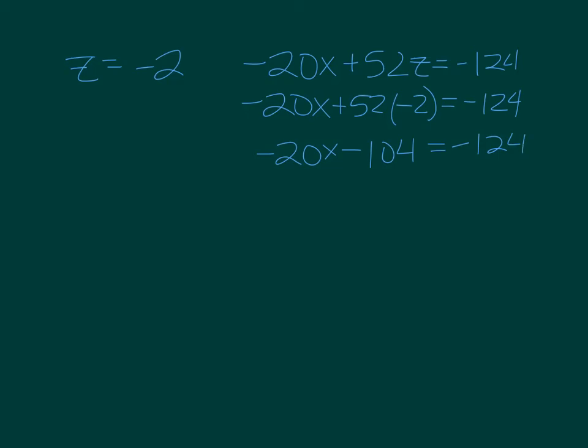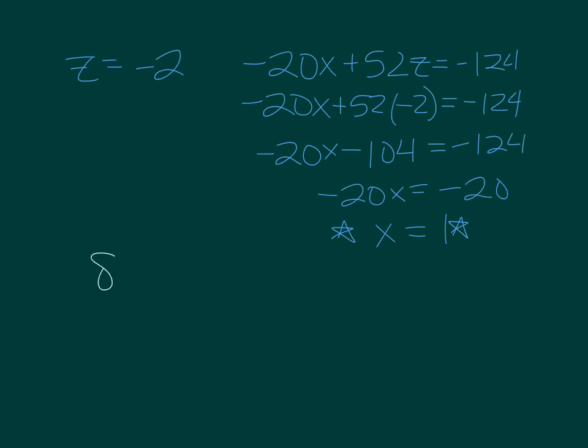If I add 104 to both sides, I get negative 20x equal to negative 20. And therefore x is equal to 1. Here is the second part of my three-part answer. Since I know what x and z are, I can substitute them back into one of the original equations to solve for y.